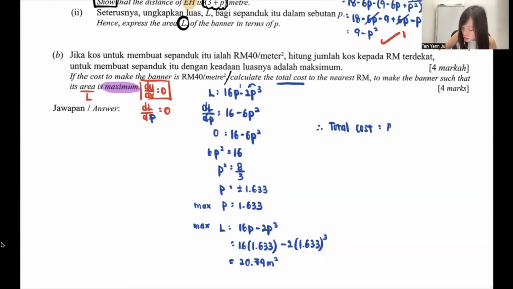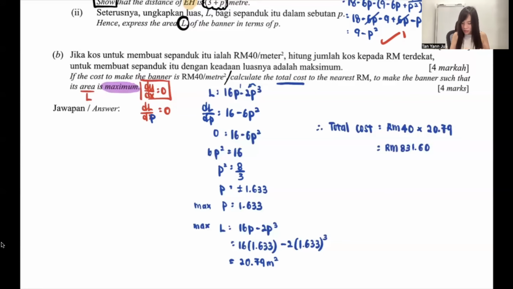So I know the cost is actually 40 ringgit for every single meter square. So now your meter square is what? 20.79. So it's only 40 ringgit times 20.79. Oh, it will actually cost me 831 ringgit and 60 cents. Do you guys get that?